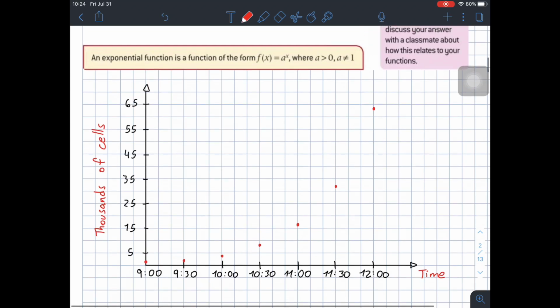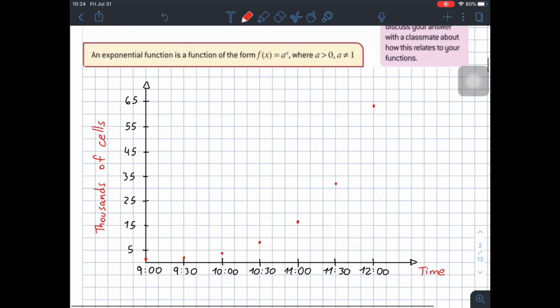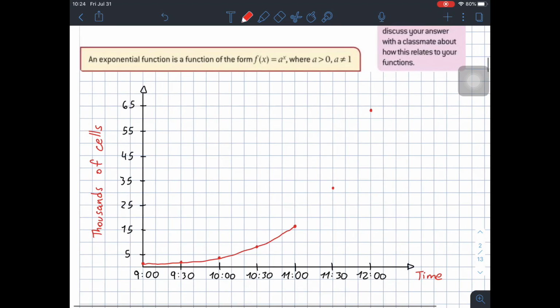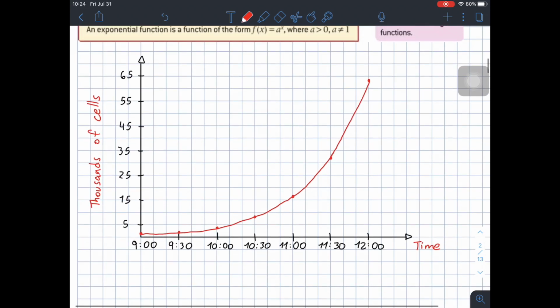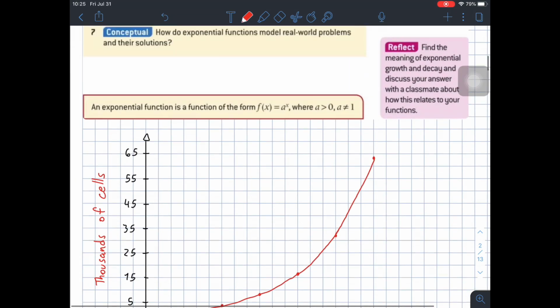So you see how if I join these points, it says join up the points to sketch a smooth curve. Whenever we need to join these points, you see that this is not a straight line. So I need to join by hand, okay, without using a ruler. So if I do that, you would see a perfect exponential function, right? Let me do this in 2 steps. There you go. So you see that this is an exponential function. The population increases exponentially as time goes by.